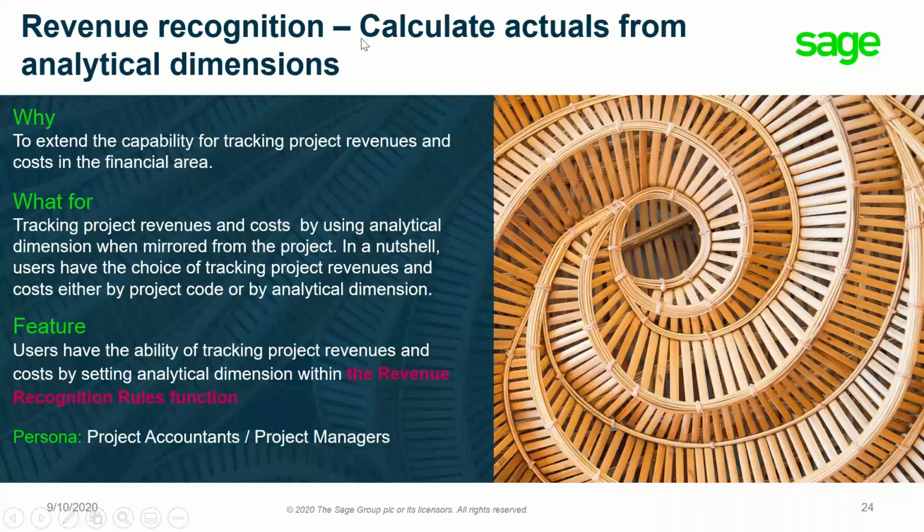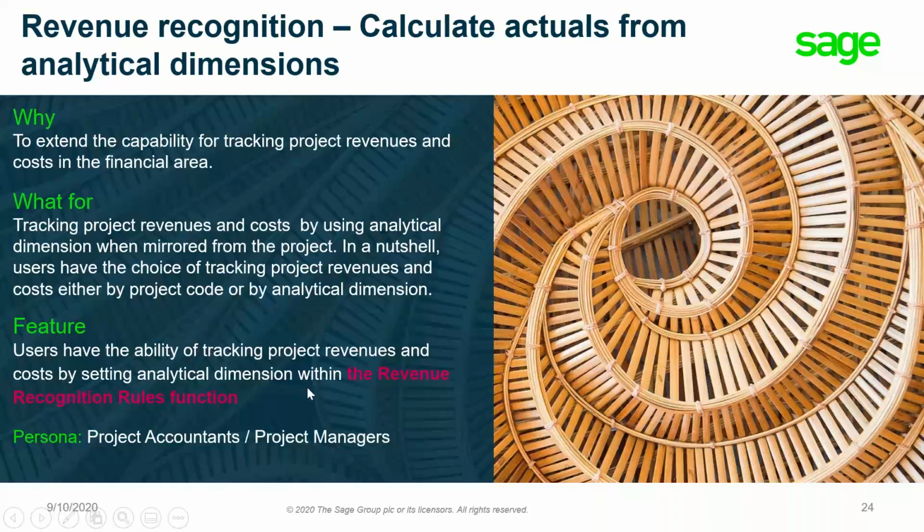So the first enhancement this time is for users to calculate actuals from an analytical dimensions point of view. As I explained, it extends the capability for tracking project revenues and costs in the financial area. In the previous release, users were able to calculate actuals from a project cost standpoint, but now it's also from analytical dimension. So in a nutshell, users have the choice of tracking project revenues and costs either by project code or by analytical dimension.